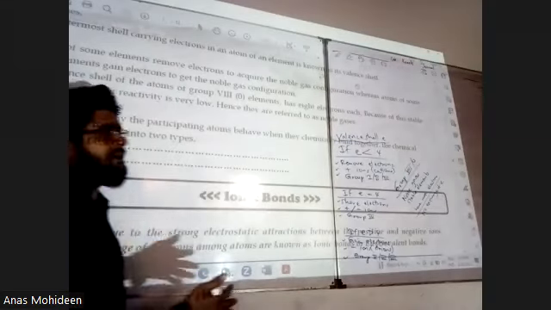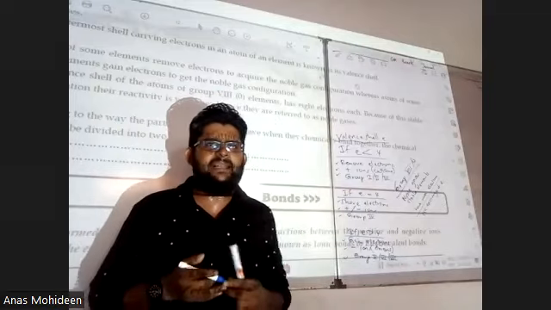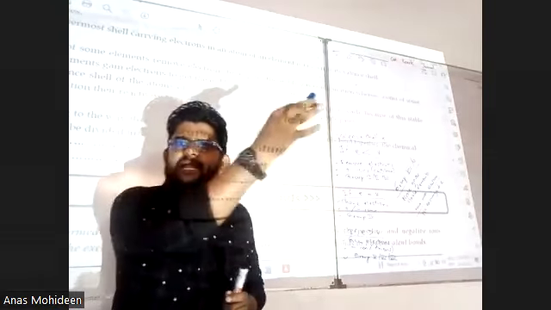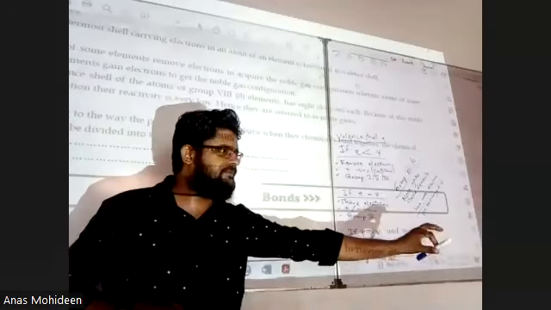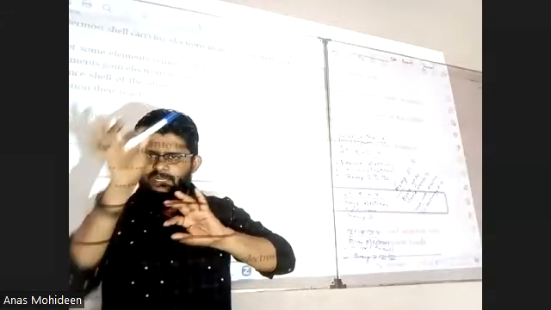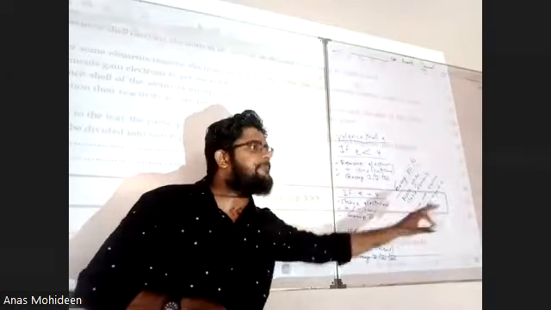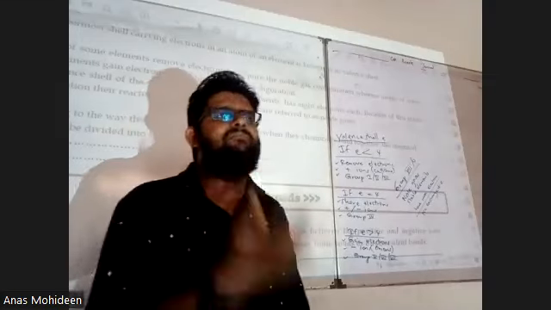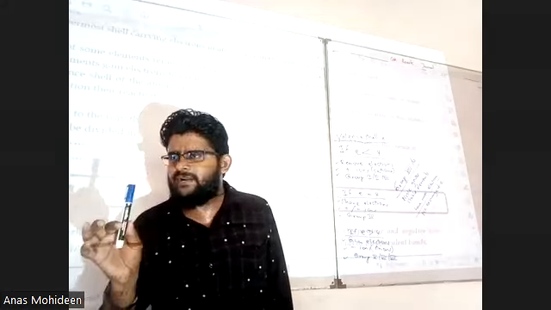Depending on whether they remove and accept or share, there are two types. It is something like one person is removing the electron, and another person is taking that electron. One person removes the electron, the other person accepts that electron. This type of bond is called an ionic bond. What is the bond? Ionic bond.